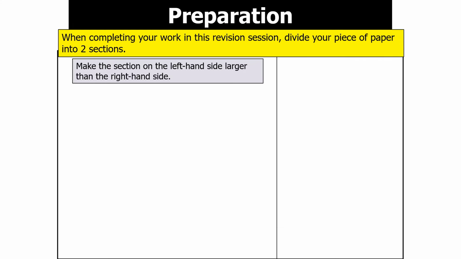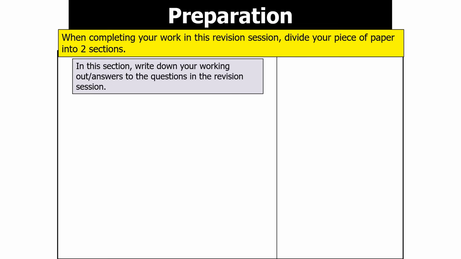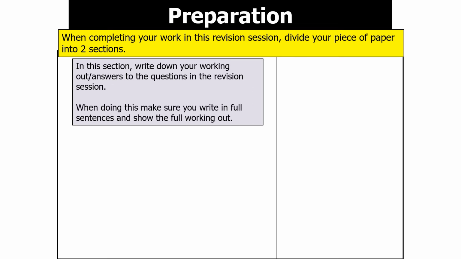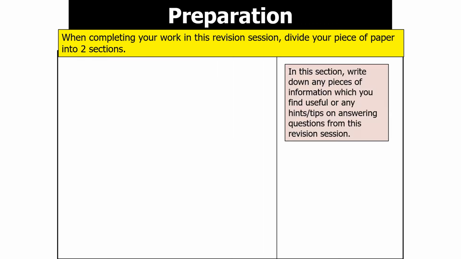So how should you prepare for this revision session? Well, when you're completing your revision session, divide your piece of paper into two sections. Make the section on the left-hand side larger than the right-hand side. And in this left-hand side section, what you should be doing is writing down your working out and answers to the questions in this revision session. And when you're doing this, make sure you write your answers in full sentences and show your full working out. Whilst on the right-hand side, write down any piece of information which you find useful or any hints and tips on answering questions from this revision session.